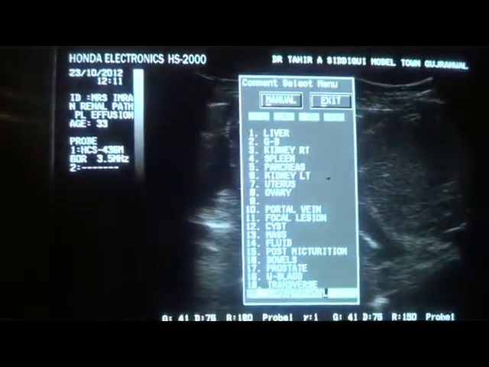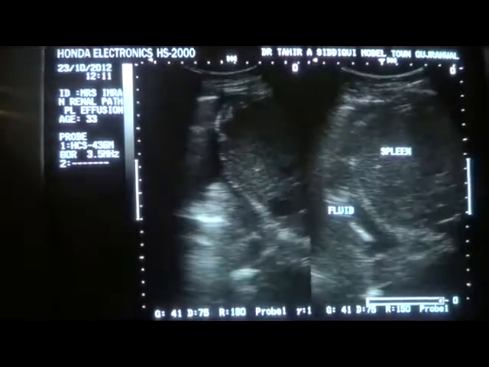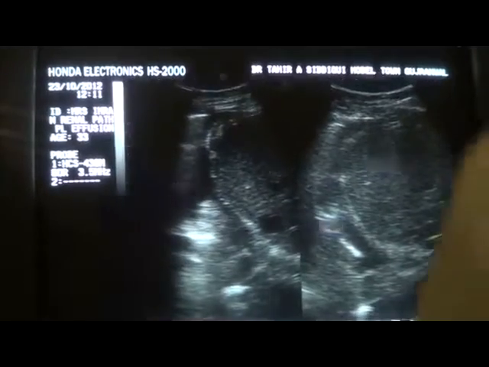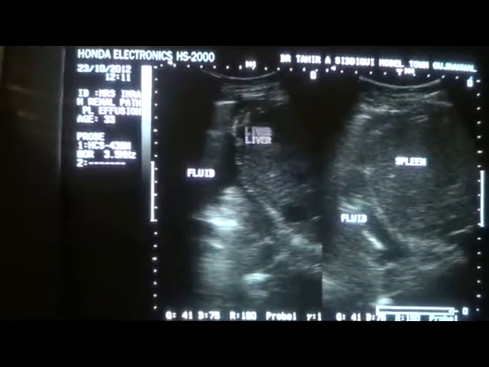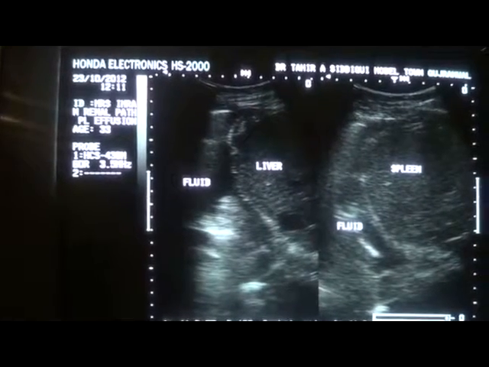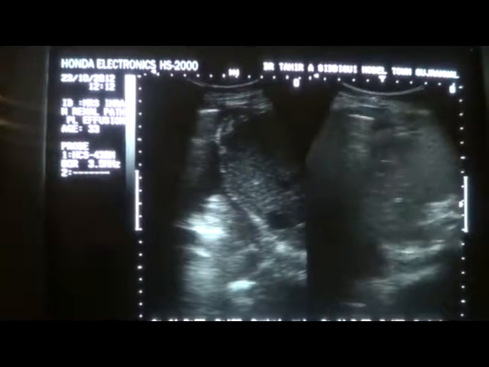So there is fluid in both the right and left pleural spaces. This is the fluid in the right pleural space. This is the liver. So there is bilateral pleural effusion. Now what is the status of the kidney?